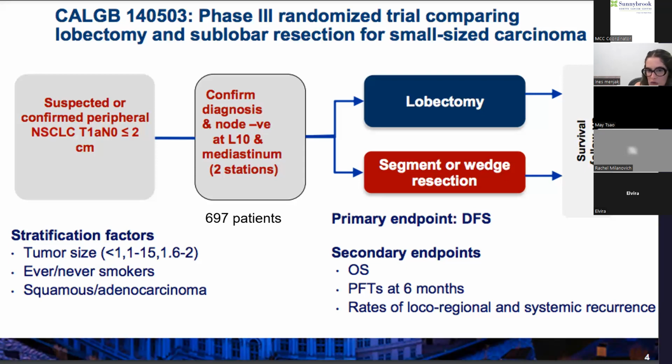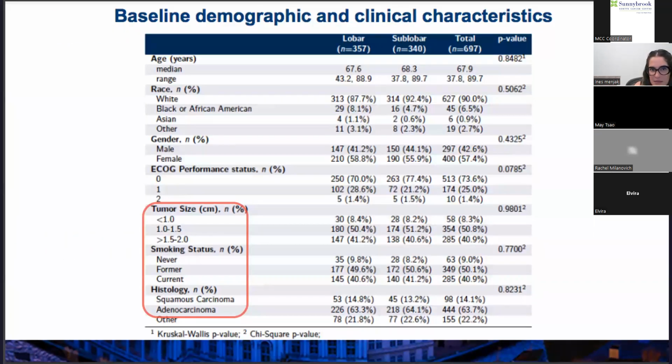The primary endpoint was disease-free survival, and the secondary endpoints were overall survival, rates of recurrence, and pulmonary function changes at 6 months. In terms of baseline demographic and clinical characteristics, the patients were well balanced. I've highlighted the 3 stratification factors: tumor size, smoking status, and histology. As we can see, there was more adenocarcinoma histology, but it was well balanced in both arms, sublobar resection and lobar resection.